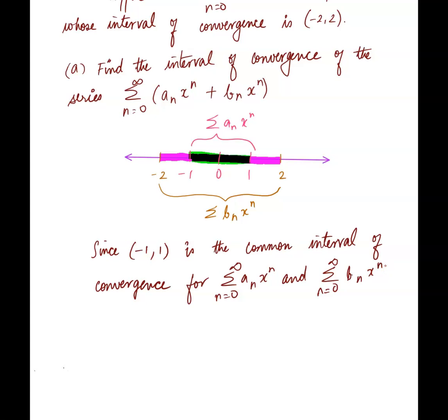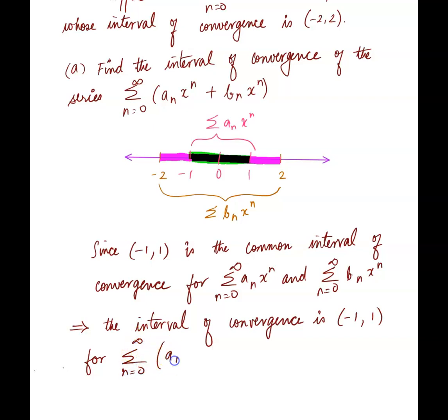So I say, since -1, 1 is the common interval of convergence for the summation of a n x^n and the summation of b n x^n, it implies that the interval of convergence of the series is -1 to 1 for the sum of a n x^n plus b n x^n. Okay, and that is pretty simple. We just had to look at the common interval.